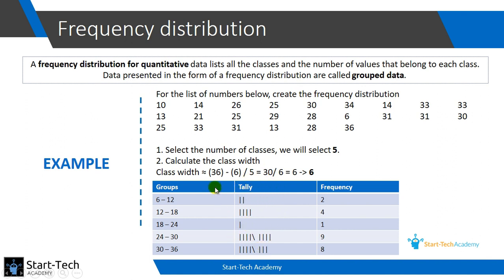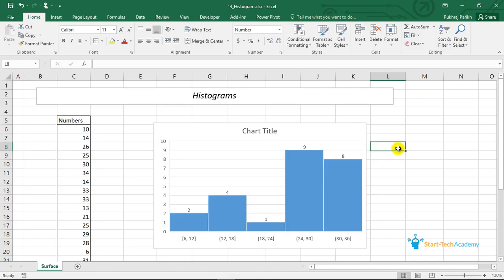In the end, I have this column containing tally, which is giving me how many numbers belong to each category. Lastly, I just need to add these marks to get the frequency. So this is how this table is created. And once this table is created, we can create a histogram. So let us go to Excel now and create this histogram.